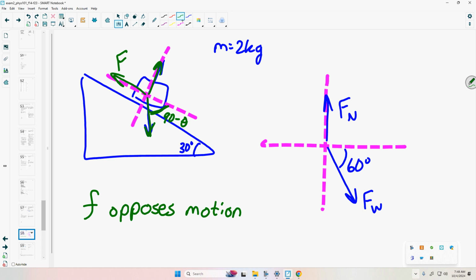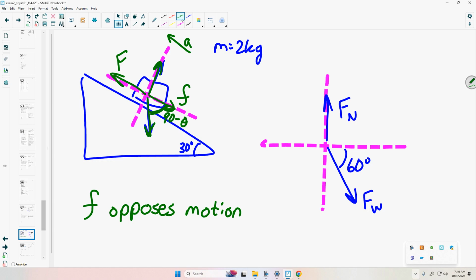Just read the problem or look at the figure and ask, what is the direction of motion? For example, I might give you some arrow like this. I've done this in the past that says it's accelerating up or down the inclined plane. If that's the case, then in this example, the frictional force would be opposite that direction of acceleration.